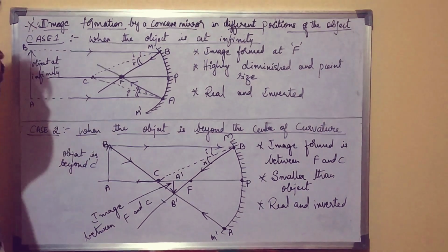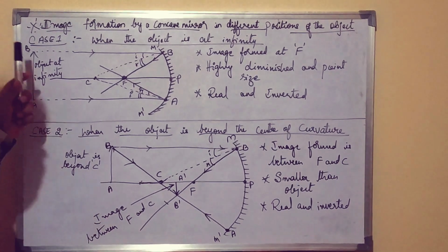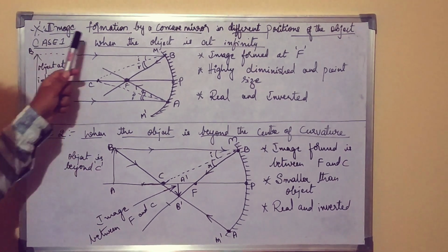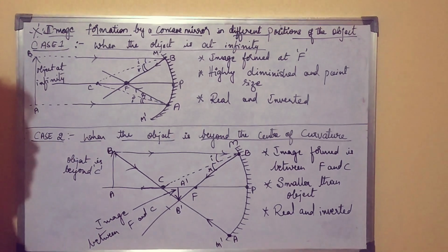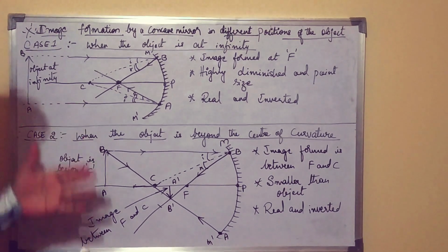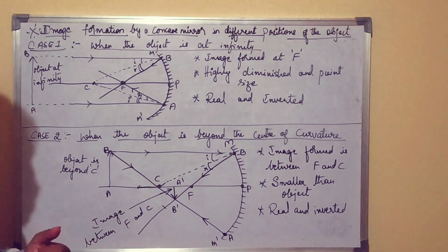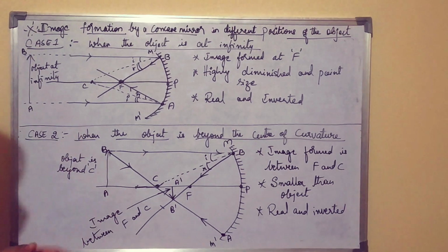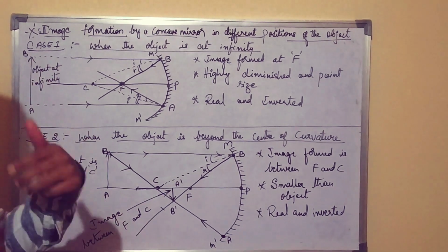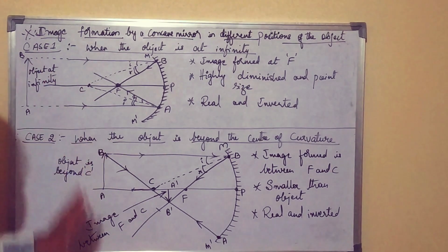Okay, now students, let us move further. Now, very important, image formation by a concave mirror in different positions of the object. So, here we have to study 6 cases and 6 different ray diagrams. Here I have drawn 2 cases, very important, and you need to practice as much as possible in order to remember these ray diagrams.